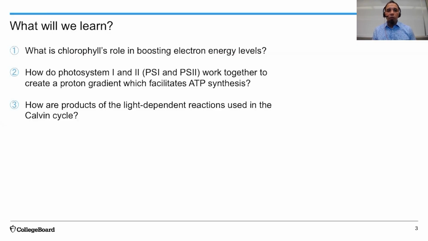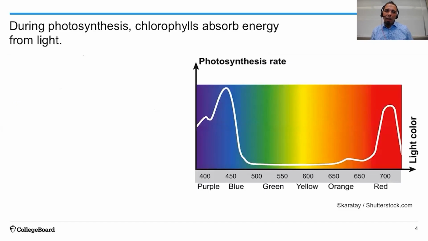What is chlorophyll's role in boosting electron energy levels? And that's important because by energizing those electrons is how we can transfer energy. How do photosystem 1 and 2 work together to create a proton gradient which facilitates ATP synthesis? And how are the products of the light-dependent reaction used in the Calvin cycle? There's a lot of content in this video, so you may want to pause it, go through and find some vocabulary words you might not be familiar with. So let's get to our first important point.